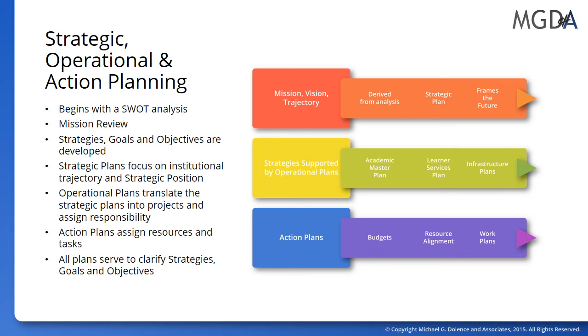Action plans assign resources and assign specific tasks to work plans, emanating from the operational plans, thereby providing the necessary resources for implementation. Plans, as they are developed and shared, detail the strategies, goals, and objectives that lead to the desired metrics and conditions described by the organization's key performance indicators.